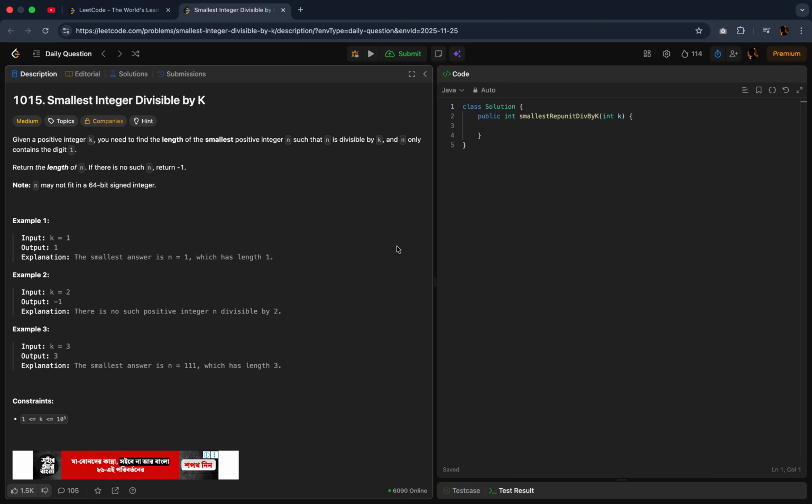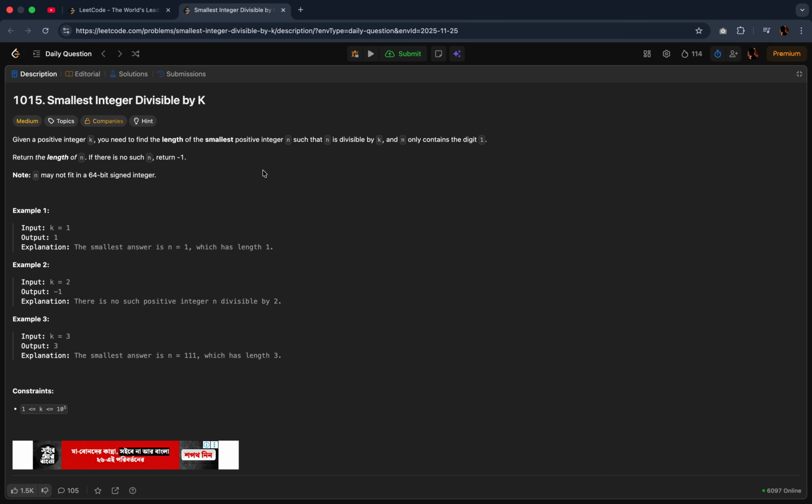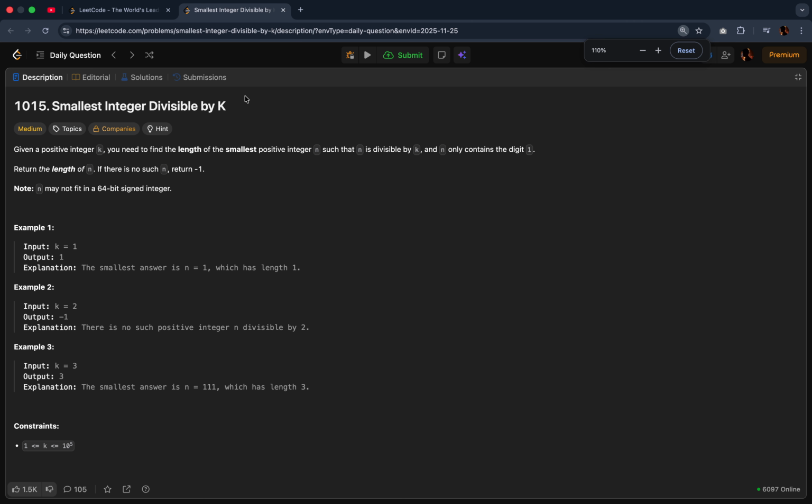So this is the daily episode of LeetCode Daily, and today we are maintaining the streak and solving the LeetCode question of the day, which is question 1015. Let me expand it for you. Here it is. So what does the question say? Smallest integer divisible by k.